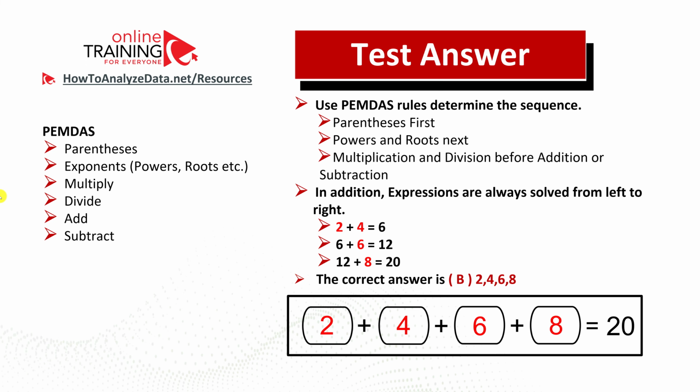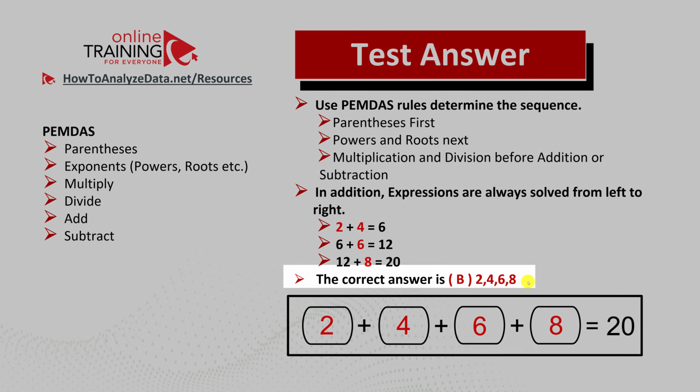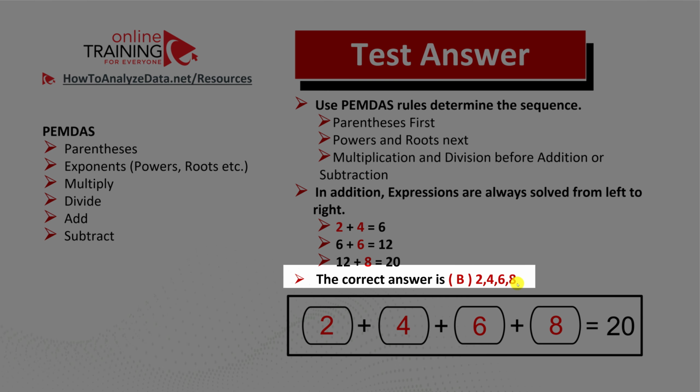As I already mentioned, this particular example is very simple. You're just adding up numbers. And in this case, you pick the choice B, 2, 4, 6, 8. Once you add 2 plus 4 is 6, 6 plus 6 is 12, and 12 plus 8 is 20.